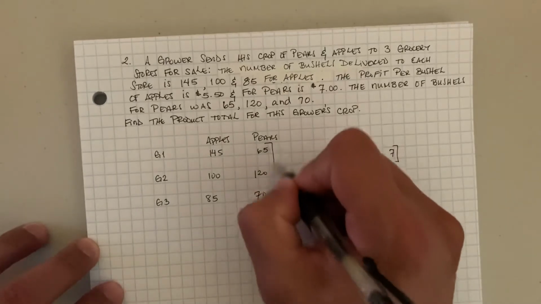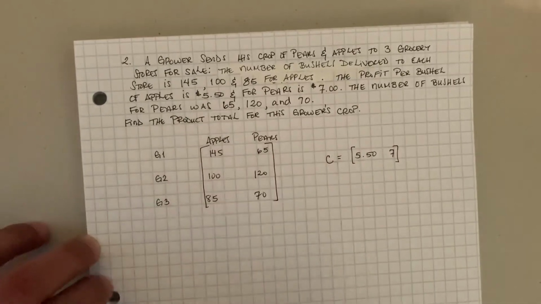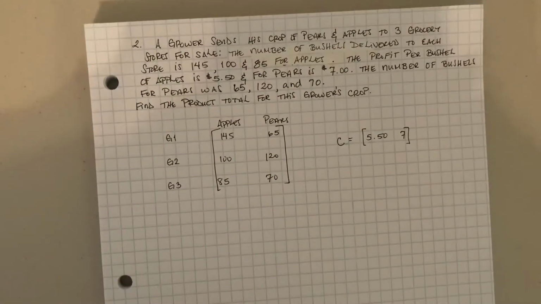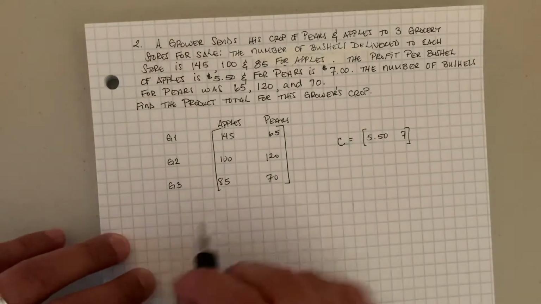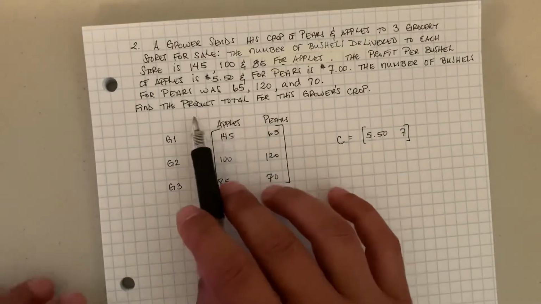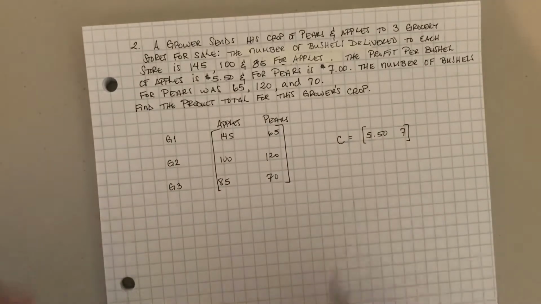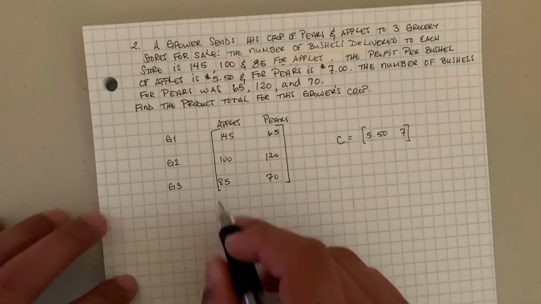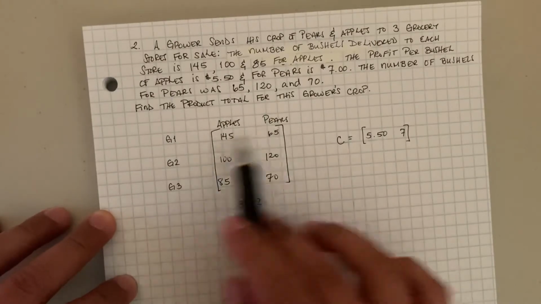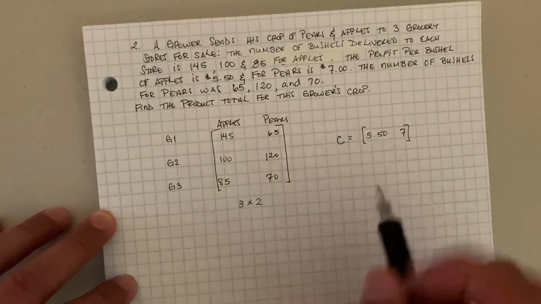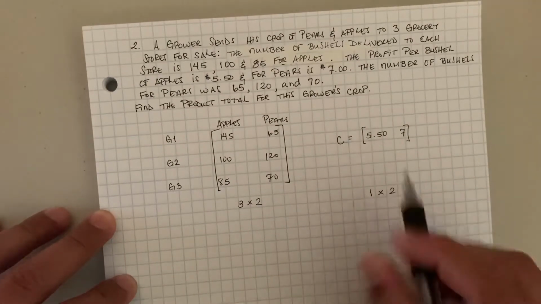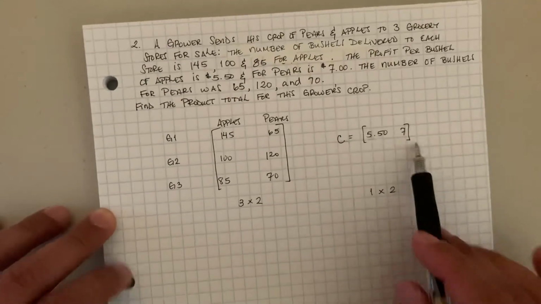My matrix right here. Okay, here's another one. It depends how you want to label it and call it. I'll call this matrix C. So now here's the thing. I have to find the product total for this grower's crops. How much is he going to bring in? This guy here is a 3 by 2, 3 rows and 2 columns. And this guy over here is a 1 by 2, 1 row, 2 columns.